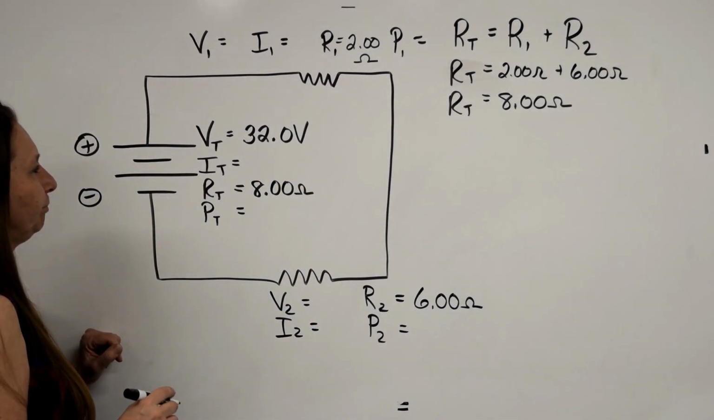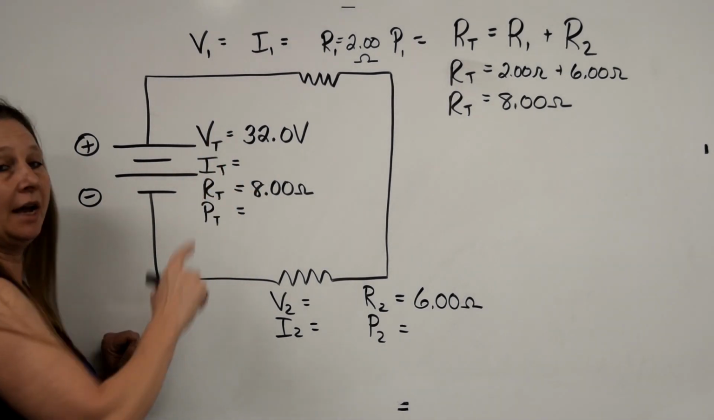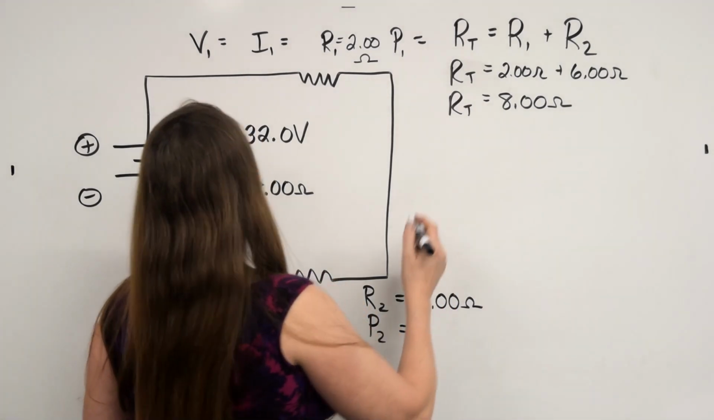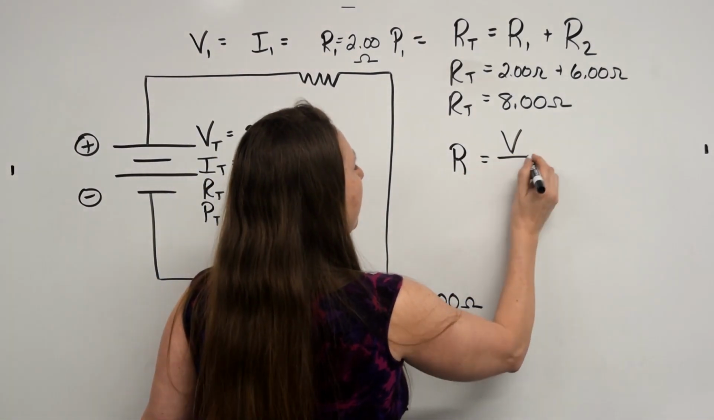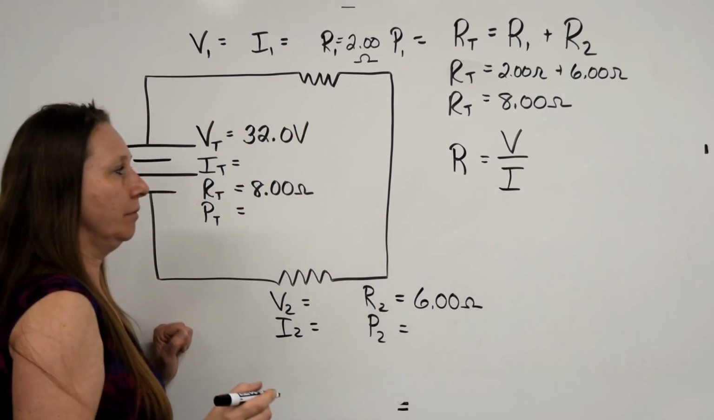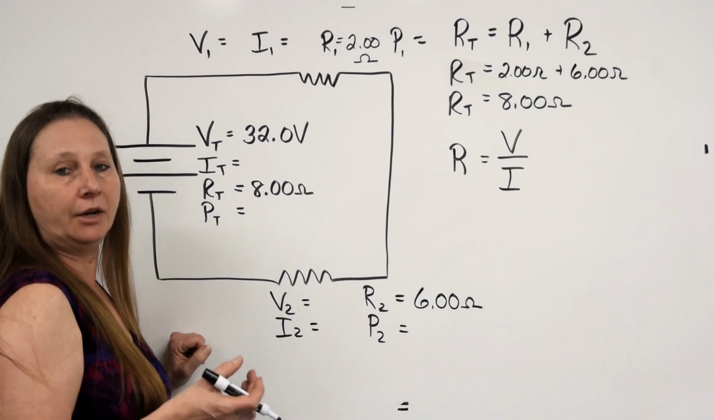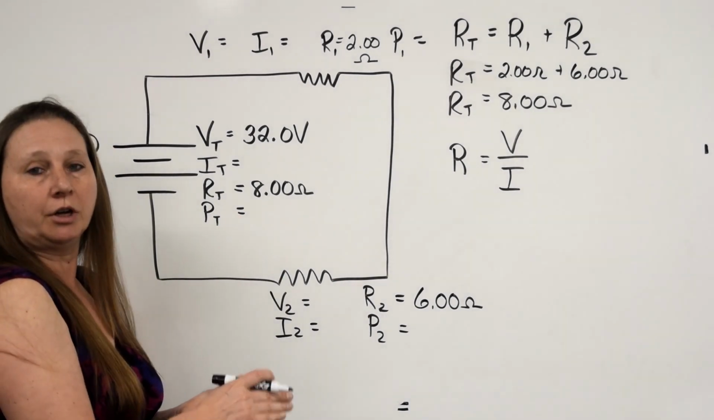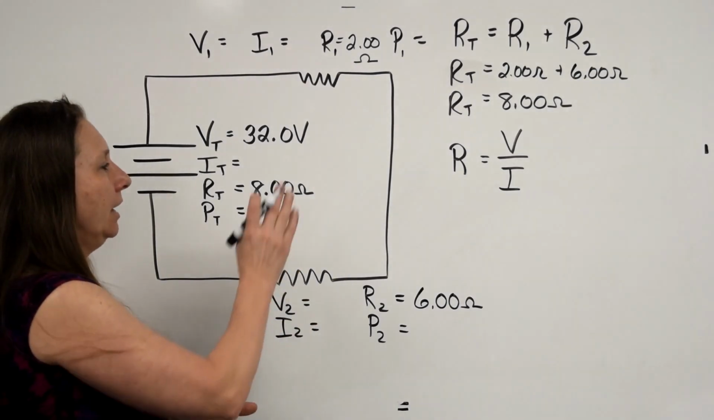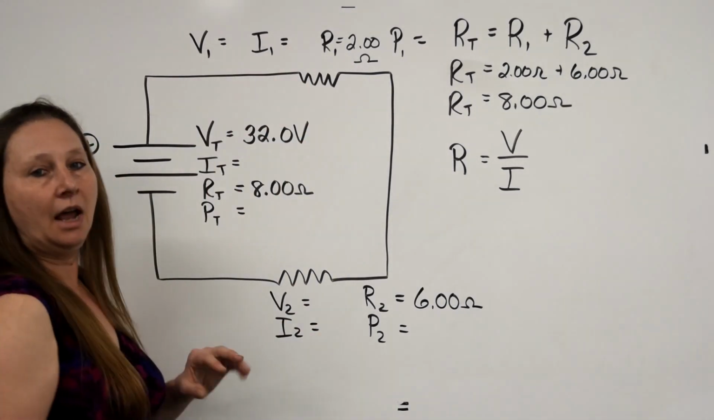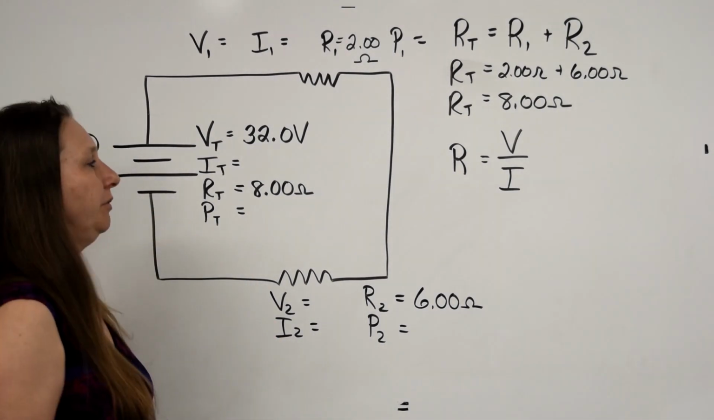All right, now, we've got V total and R total. Let's find I total. Use Ohm's Law. All right, R equals V over I. Remember, whenever you're working with circuits, you're using a combination of the series circuit total equations, I total, V total, R total, and Ohm's Law to solve everything. You just keep finding more stuff until you've got everything all filled in.